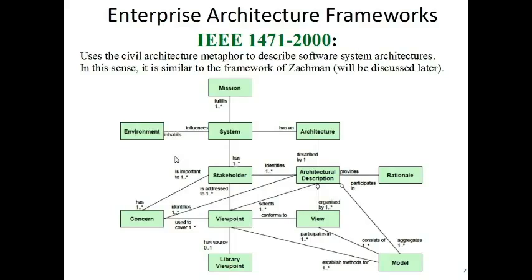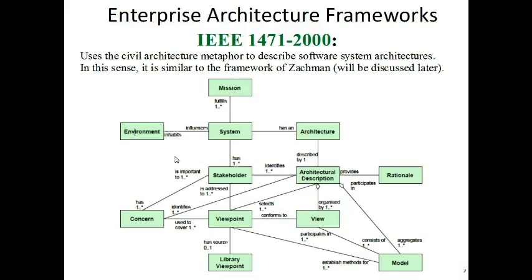And we start with the IEEE 2000 framework. It's a pretty sophisticated framework adopted by IEEE. It uses the civil architecture metaphor to describe software system architecture. In this sense, it is similar to the framework of Zachman. We will mention the Zachman framework in very much detail later in this session.